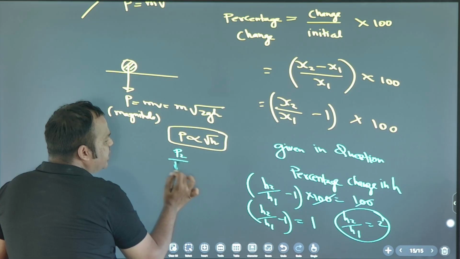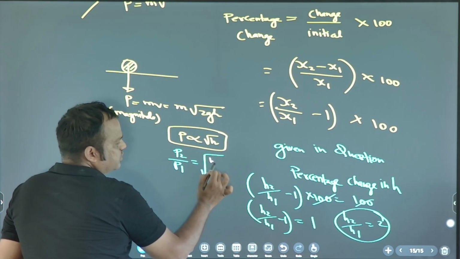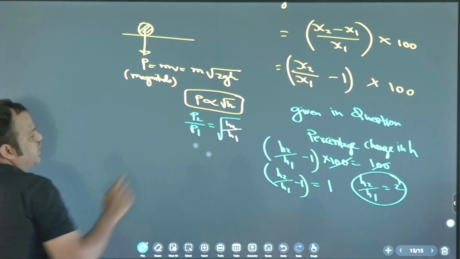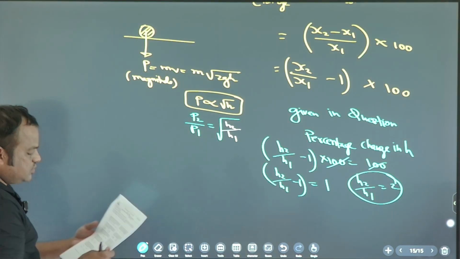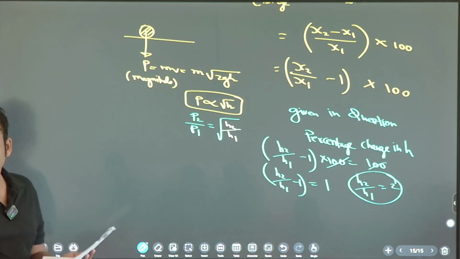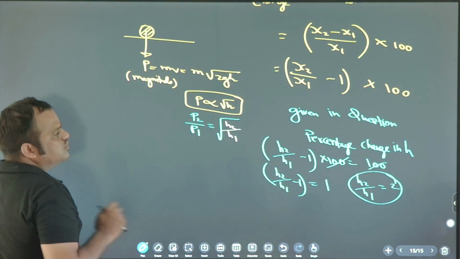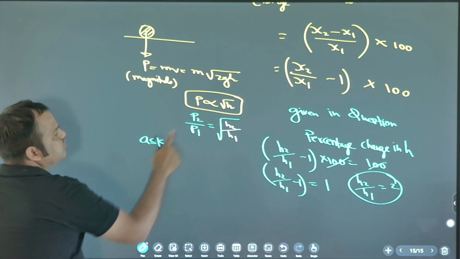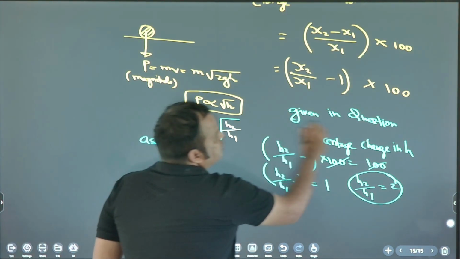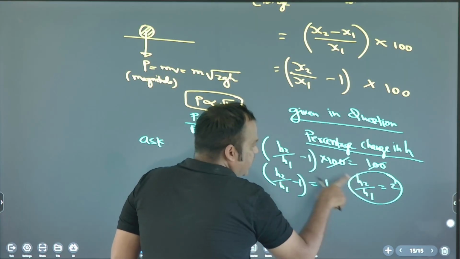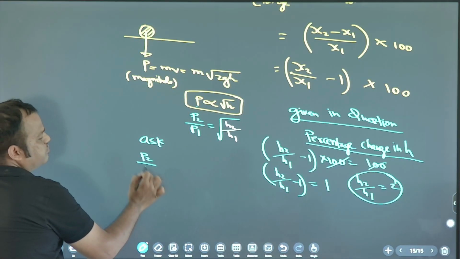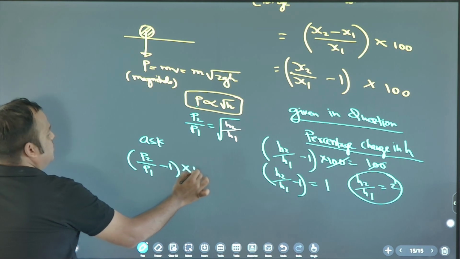Now come here. What is p2 by p1? Square root of h2 by h1. This is clear, everyone? So now what is the question? What are they asking? Last line: the momentum when it hits the ground will change by. Change by means what are they asking? Percentage change in momentum. Given is percentage change in height, and asked is momentum. So what they are asking: p2 by p1 minus 1 into 100.